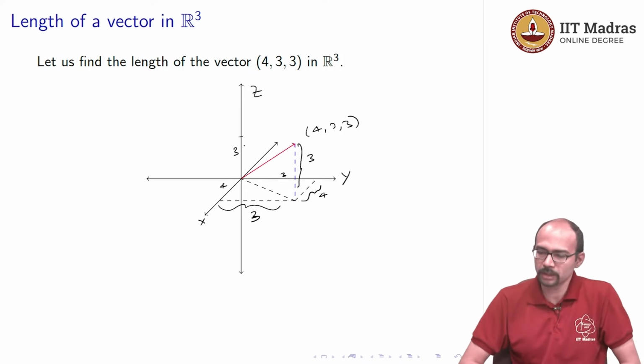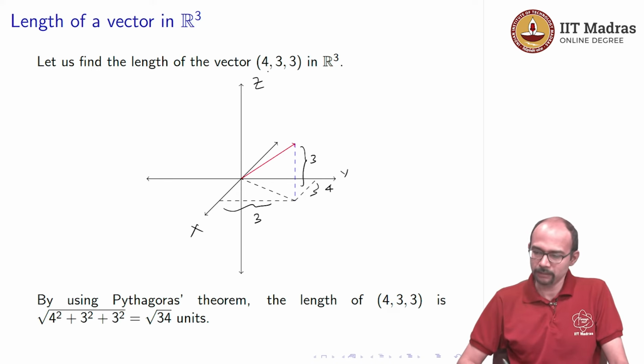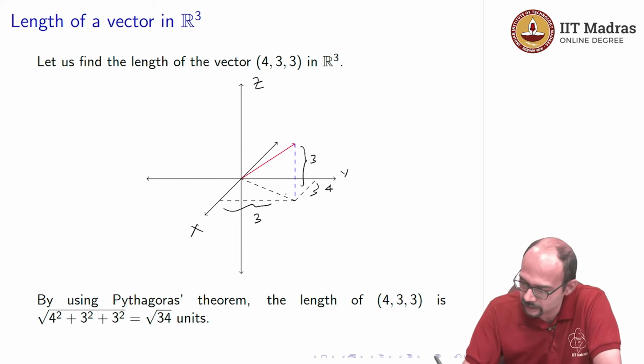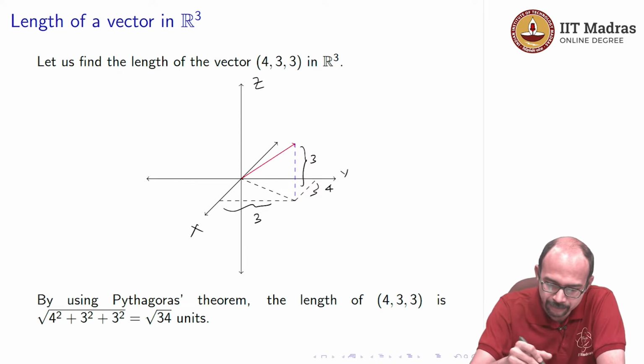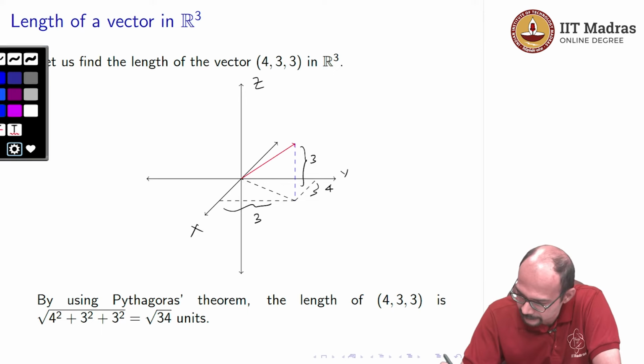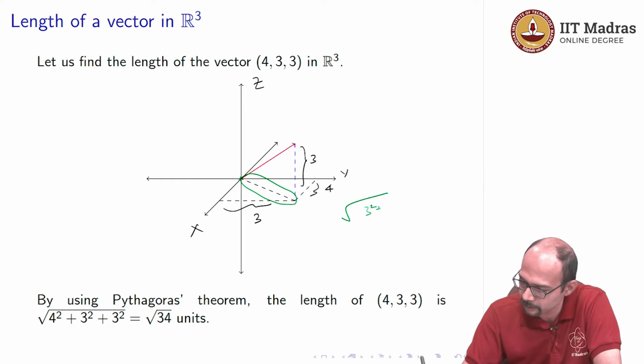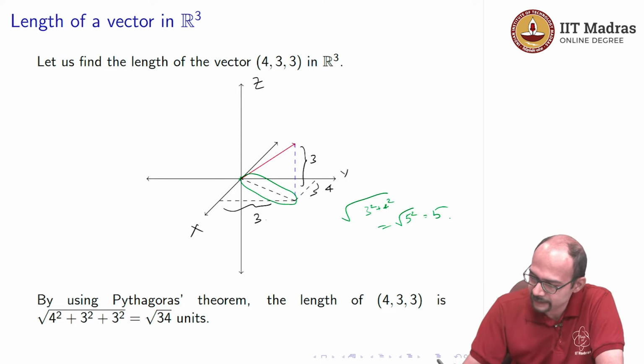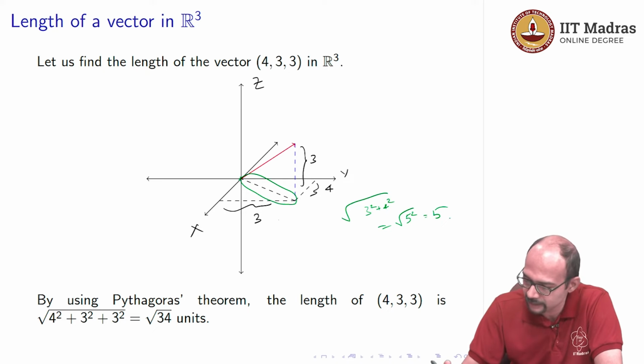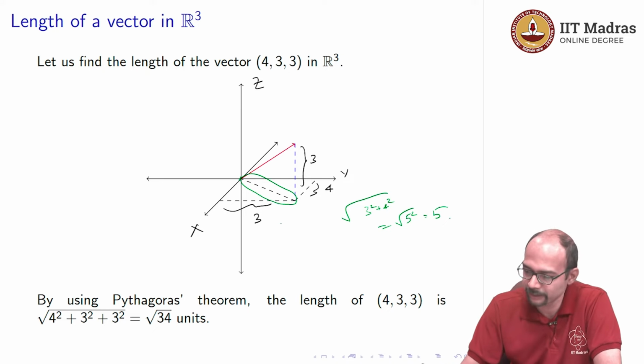Now how do I compute the length? Again you use the Pythagoras theorem. This line in the middle you can compute by the Pythagoras theorem as the square root of 3 squared plus 4 squared. So this is the root of 5 squared, which is 5. And then again this is a right-angle triangle: the green line, the blue line and the red vector itself. The red, blue and green form a right-angle triangle, and the red is the hypotenuse, which is exactly the length of the vector (4, 3, 3).